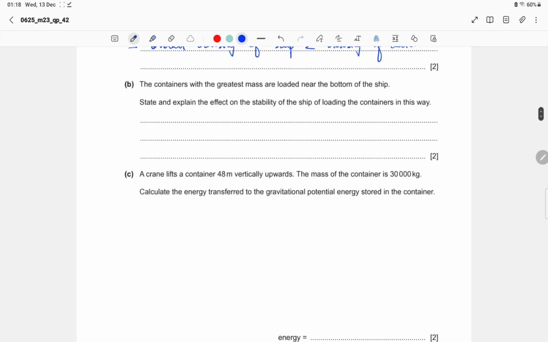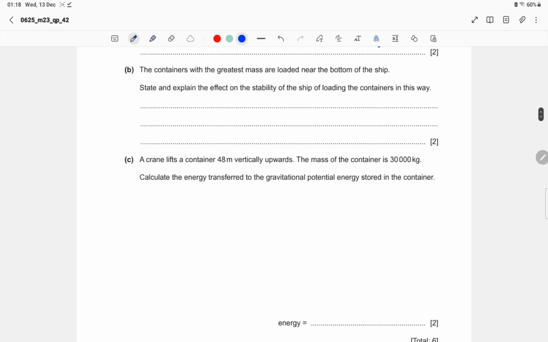The containers with the greatest mass are loaded near the bottom of the ship. State and explain the effect on the stability of the ship of loading the containers in this way. Basically this is about the center of gravity. If you increase the mass at the bottom, the center of gravity will be lower, and obviously the object will be more stable. Increase the mass at the bottom, the more stability.